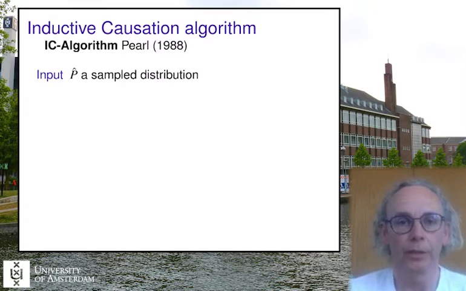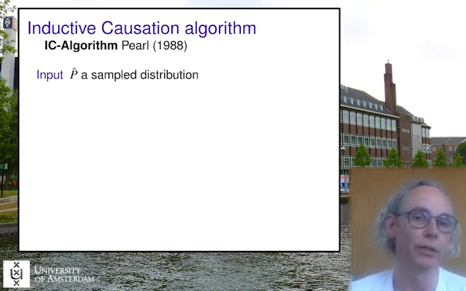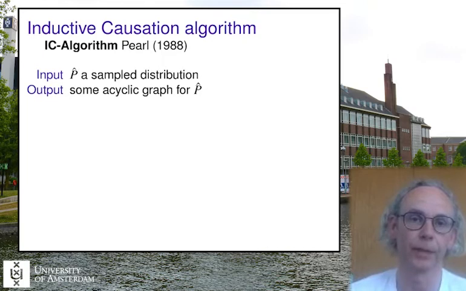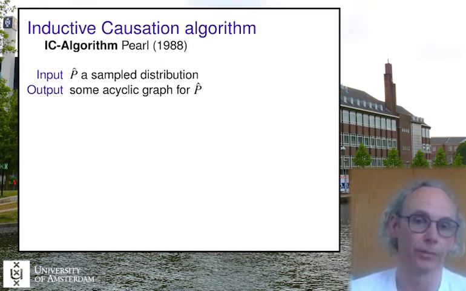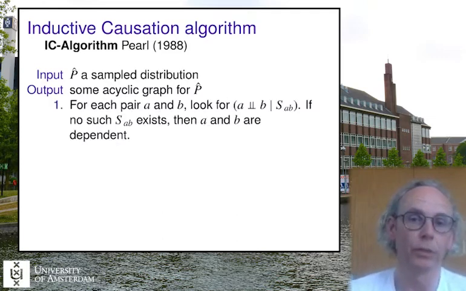And what we put in is a sample distribution. That means that we have measured subjects or observations, and we have made a distribution from that. And that distribution will tell us whether there are conditional independencies, or in our case that we discuss now, we think of them just as correlations and partial correlations. And what we get out of it is an acyclic graph for this distribution.